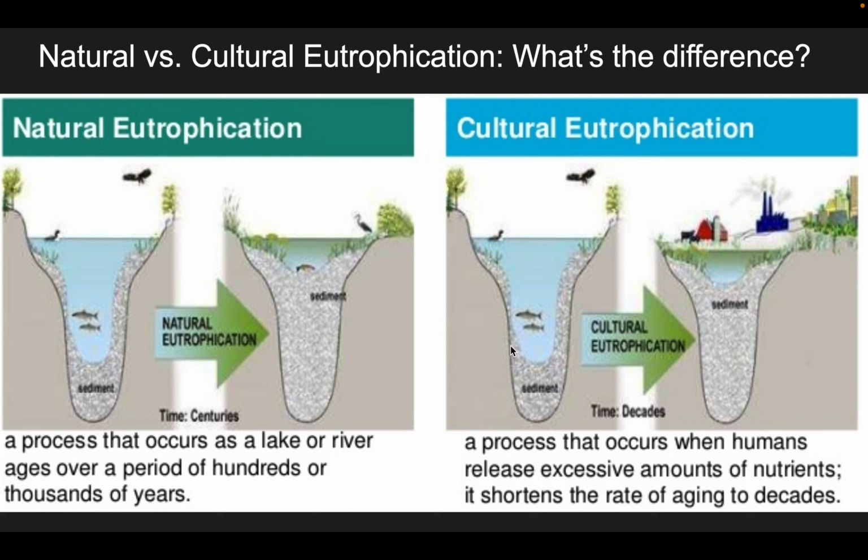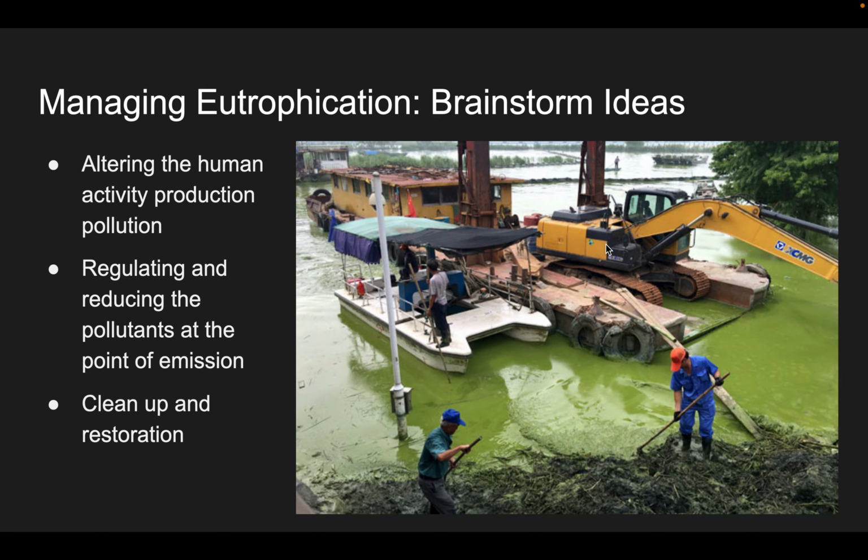There is some natural eutrophication that happens, but this usually happens over a much longer scale versus human-caused eutrophication, which happens really quickly, doesn't allow as many organisms to adapt or adjust. But we can do a few different things to manage eutrophication. We have the three levels of pollution management. We could alter human behavior, we could regulate the pollutants at the point of emission, or we could clean up and restore.